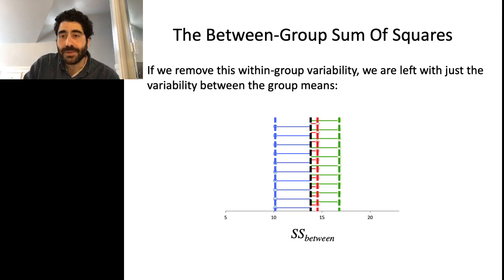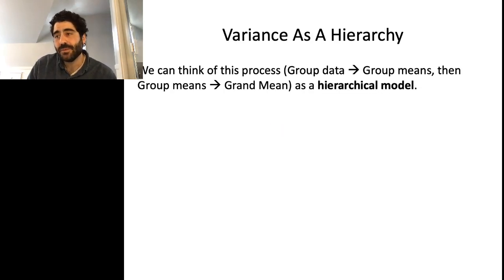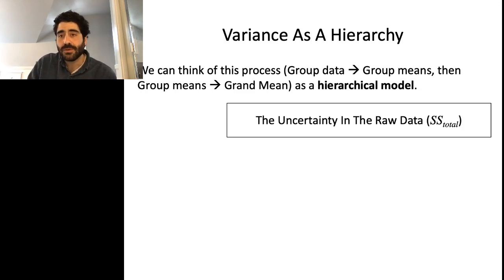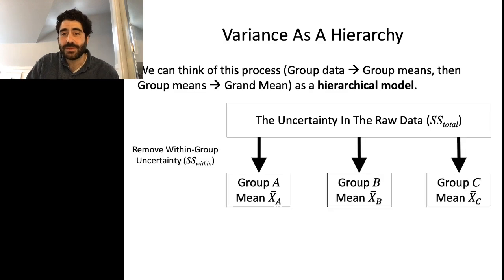And so we can think about this as what we'd call a hierarchical model in stats, meaning that there's some overall amount of uncertainty in our data, which is this total sum of squares that we computed first. And this variability is coming from 2 different sources. One source is this within group variability. We could imagine that within each group, there's some uncertainty even among all the people that are labeled as group A.